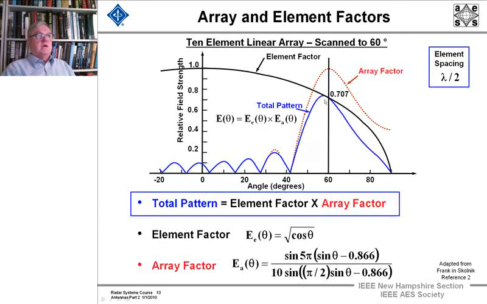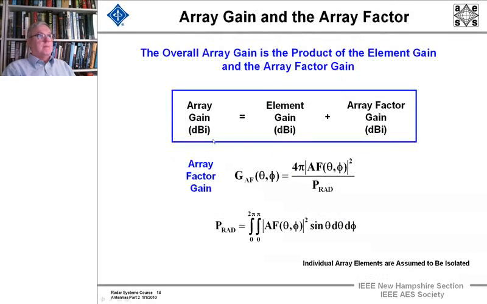So as we see here, there is an array factor at this angle and an element factor, and they come out to this amount right here. So the overall array gain is the product of these two, and in dB they add. And the gain for a two-dimensional array is 4 pi divided by the total power radiated, the array factor magnitude squared, and if you integrate over a solid angle, you get the total power radiated. Okay.